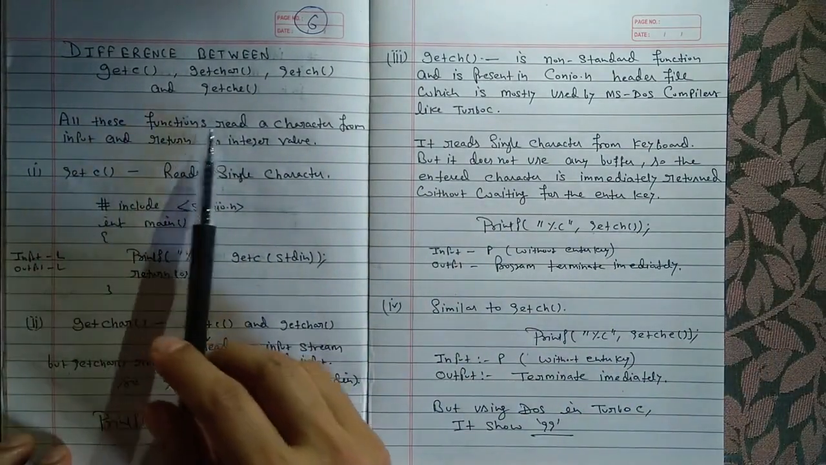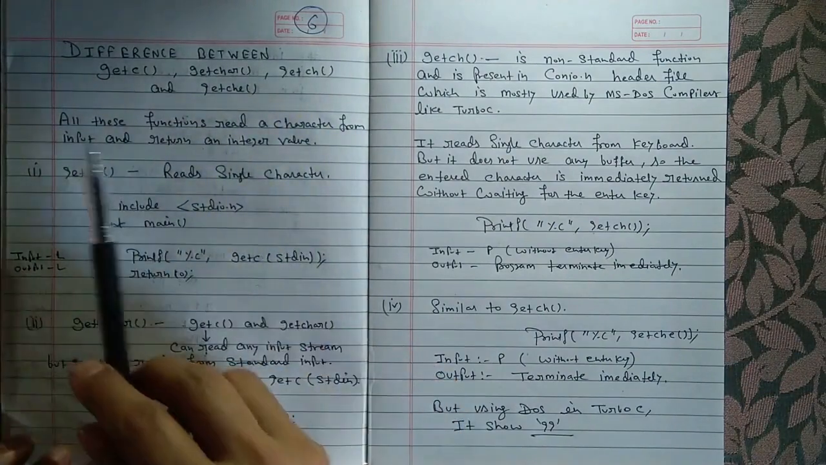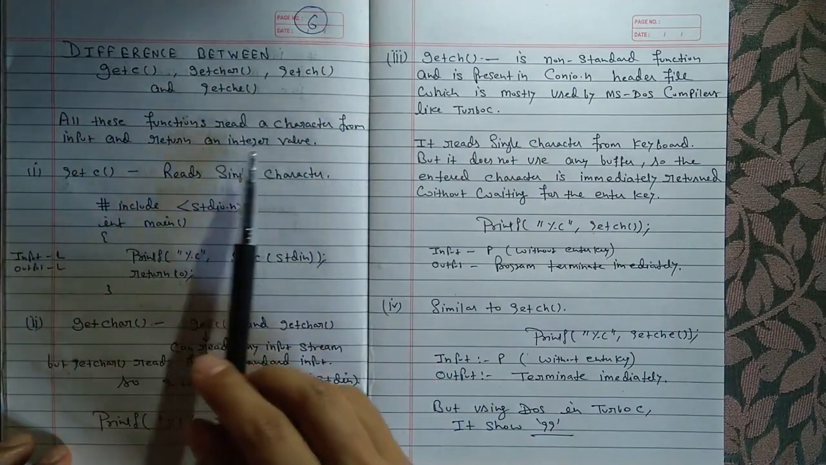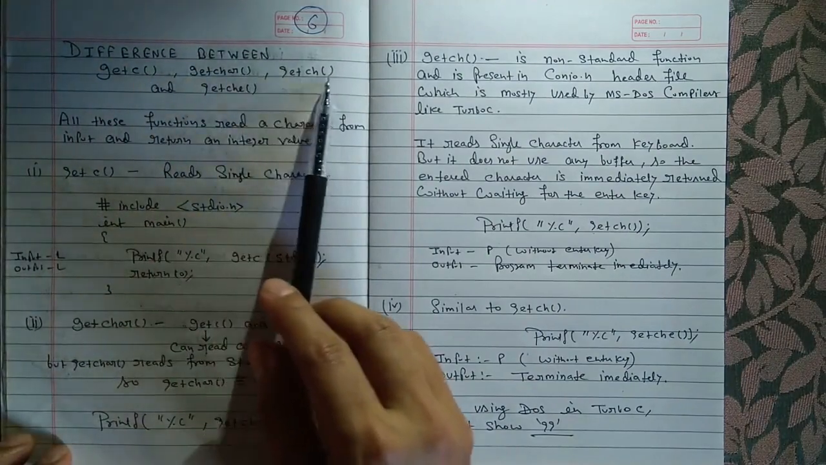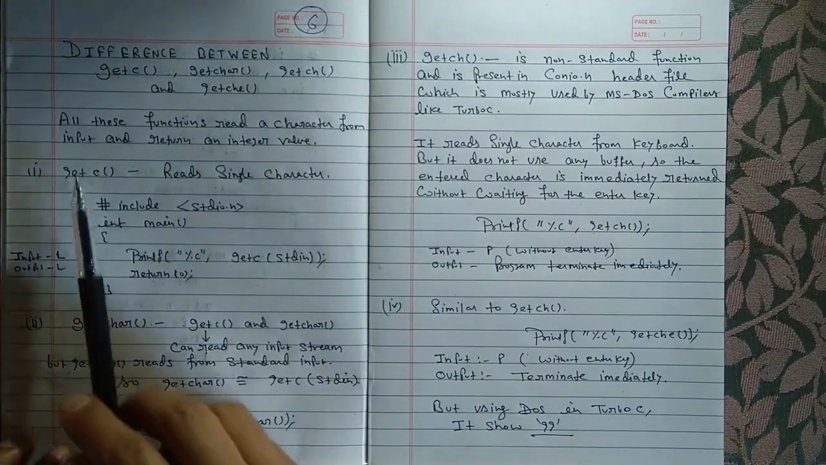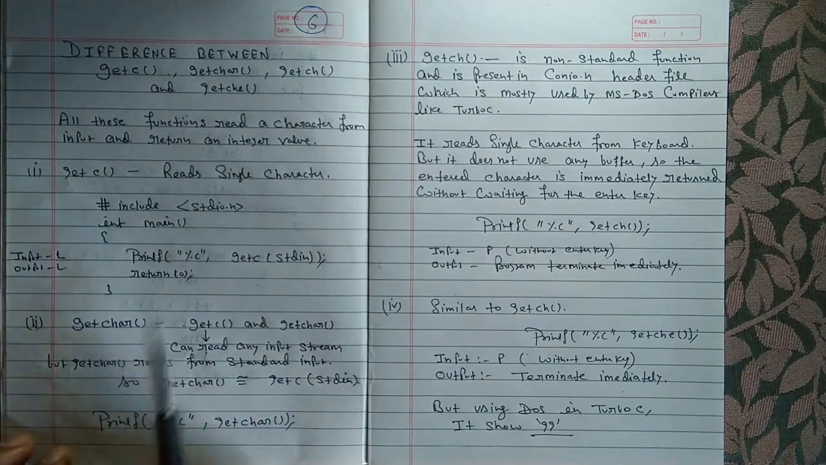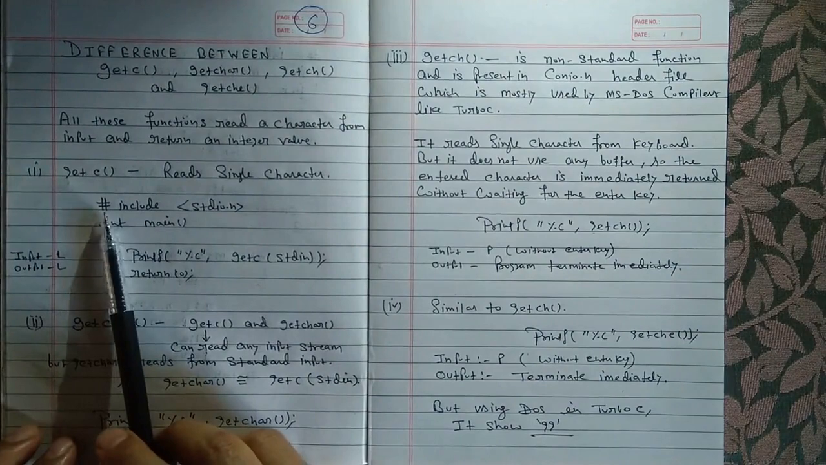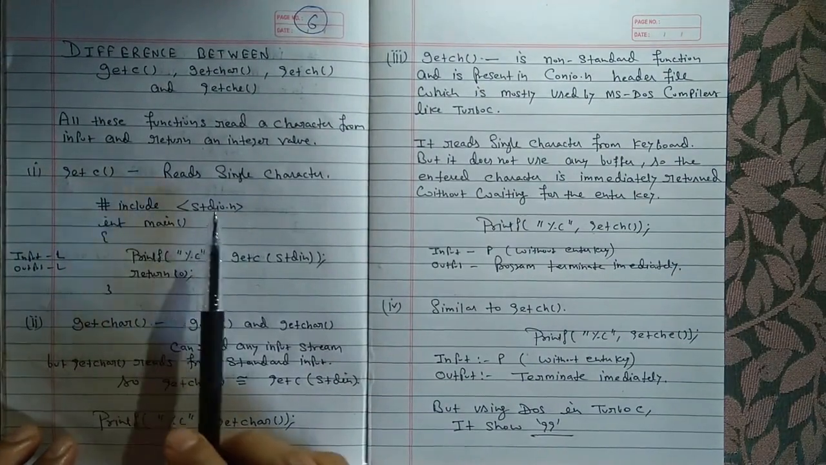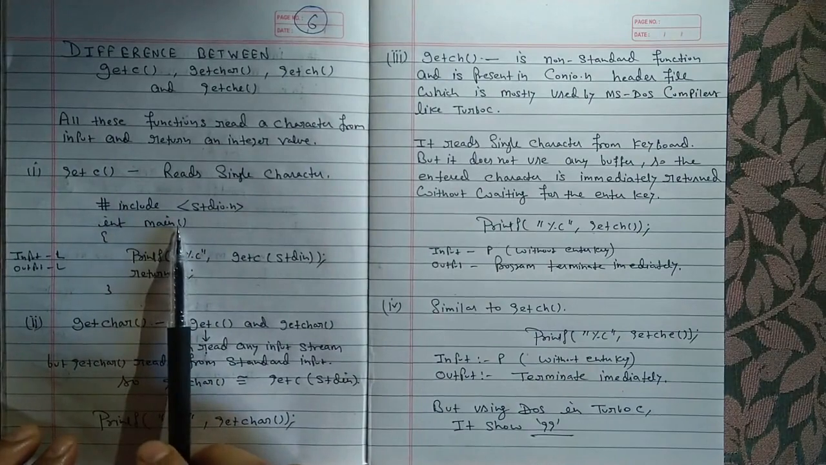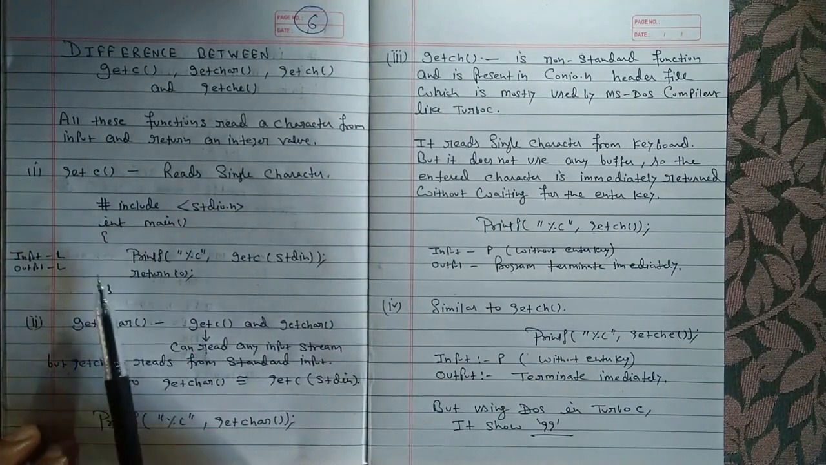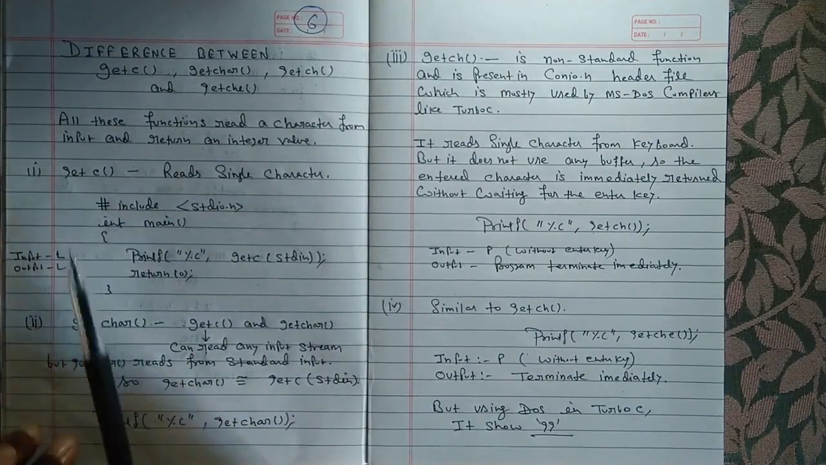All these functions read a character from input and return an integer value: getc, getchar, getch and getche. The first one is getc, which reads a single character. The program has #include <stdio.h> for input and output, then int main. This is the main function, and the return type is int.